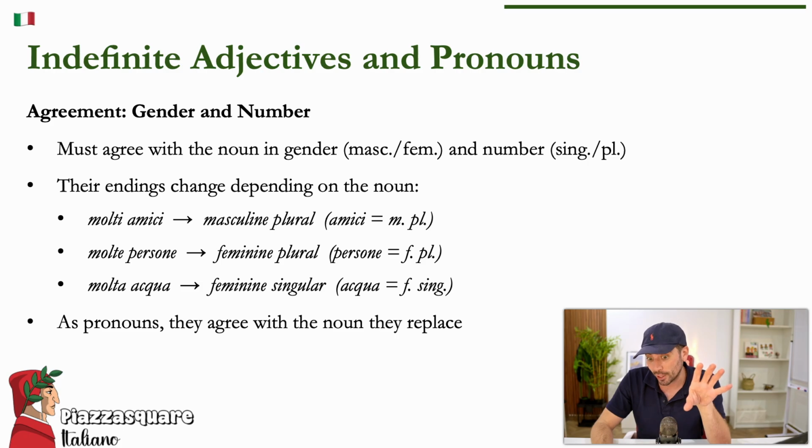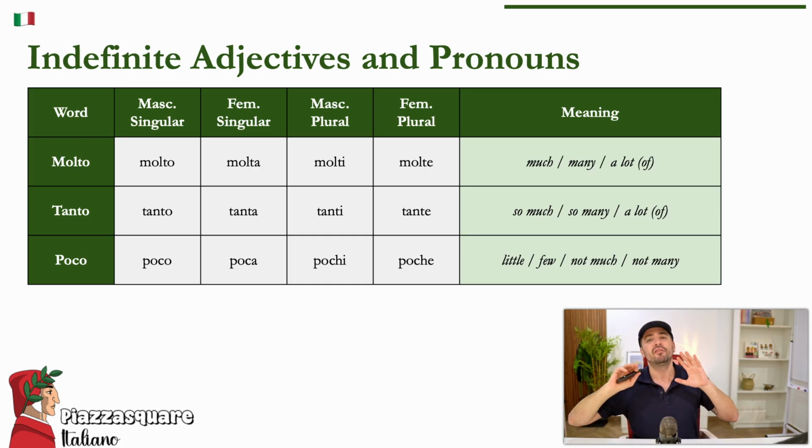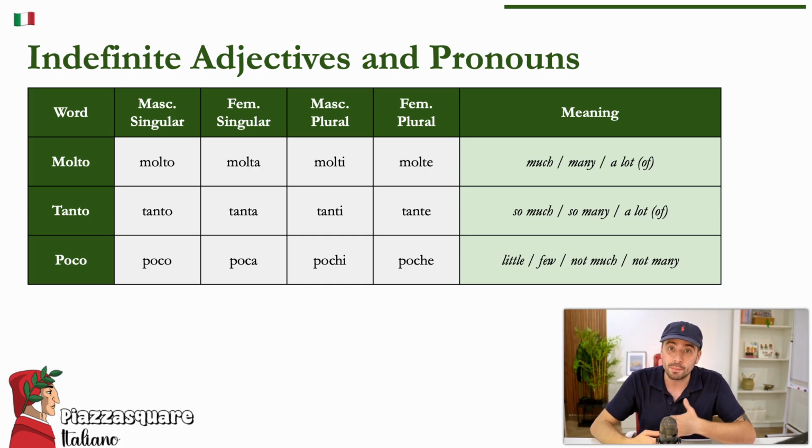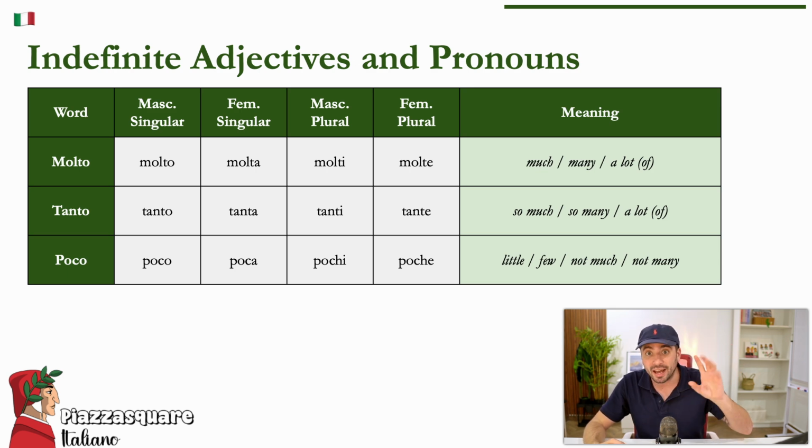Whether as adjectives or pronouns, the form of molto, tanto, poco must correspond to the gender and number of the noun they refer to. You can see here the forms of molto in masculine, feminine, singular, plural, along with their basic meanings. Molto, masculine singular; molta, feminine singular; molti, masculine plural; molte, feminine plural. Means much, many, a lot.